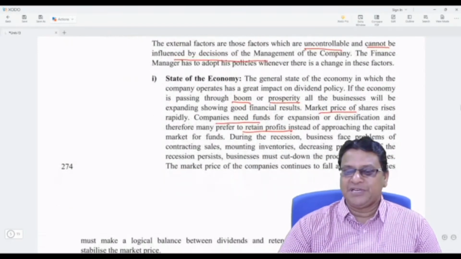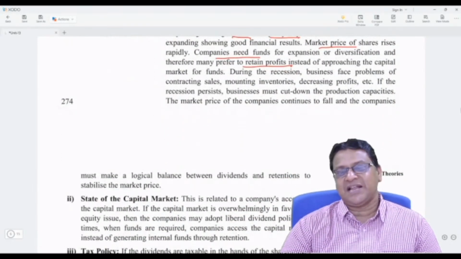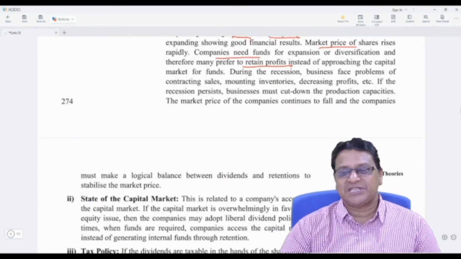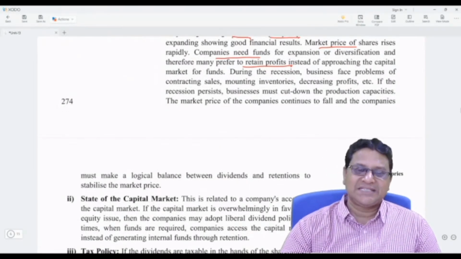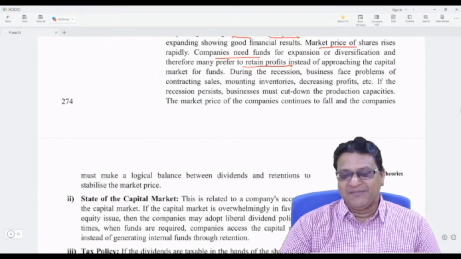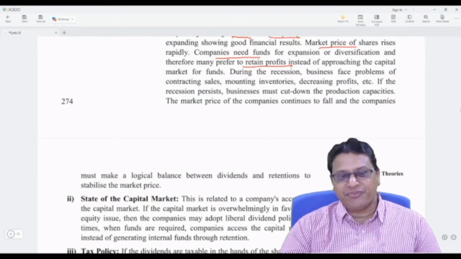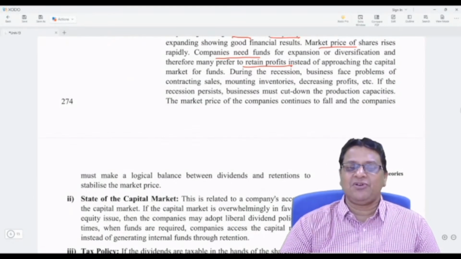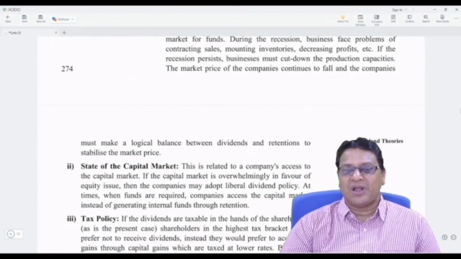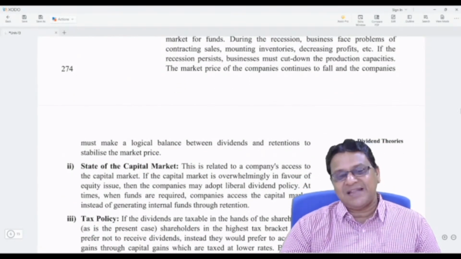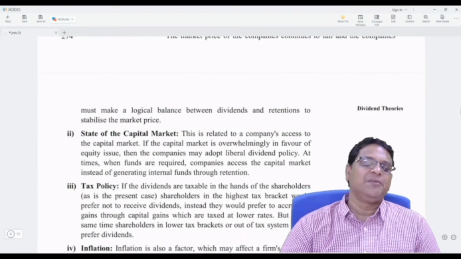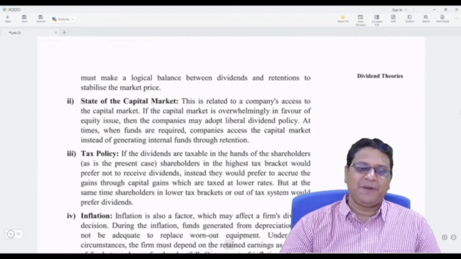Similarly, at the time of recession, what happens? At the time of recession, the business faces problems of contracting sales, mounting inventories, and decreasing profit. If recession persists, the company cuts down its production. So at that time, what should be the dividend policy? That we have to find out.